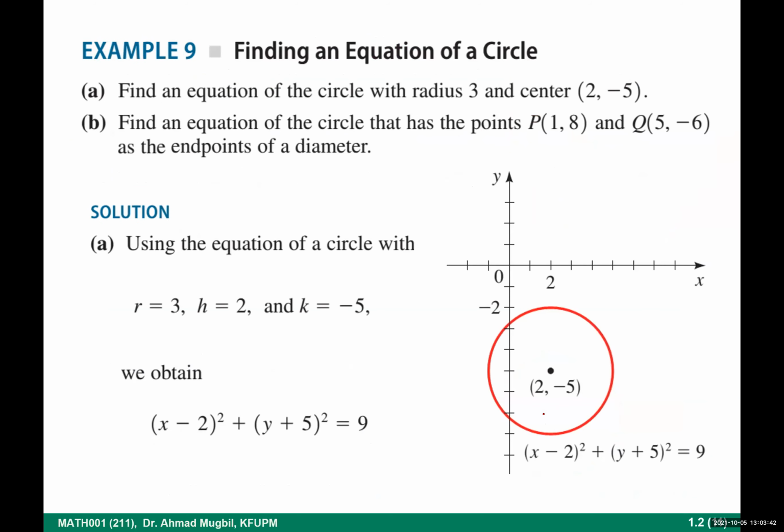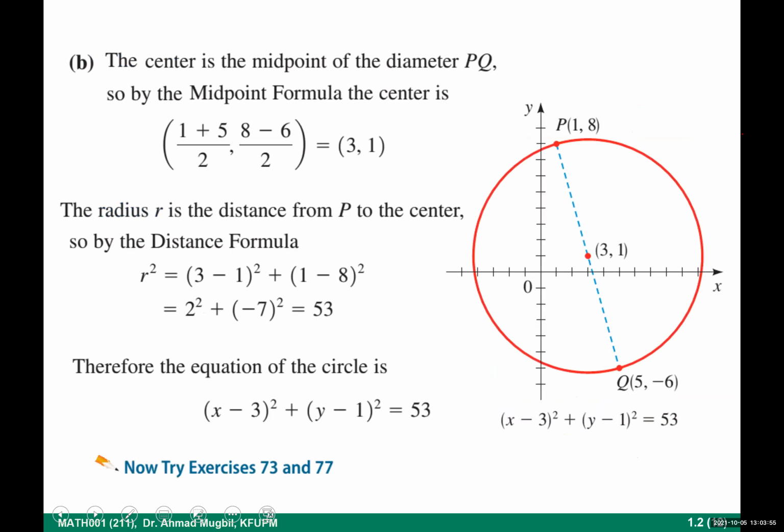I think we did solve this with you in the previous class. The first one is direct, just direct substitution. You have R, you have H, you have K, substitute. In the second part, you have the diameter, and the diameter, of course, is the line that passes through the center with endpoints on the circle. How do you find the center? It is the midpoint. How do you find the radius? It is the distance from the center to that point.